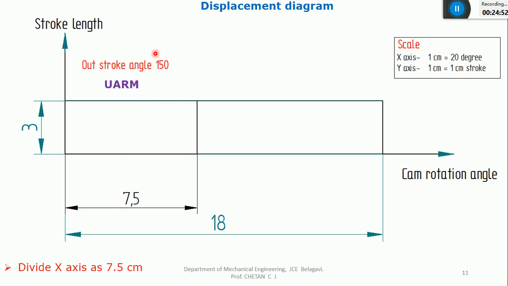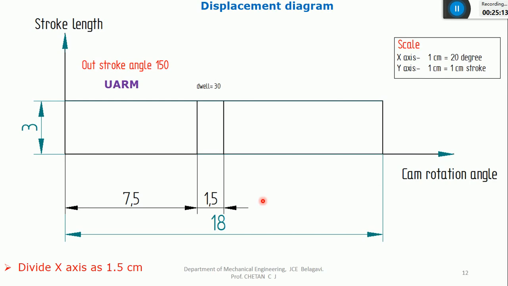So 150 degree divided by 20. As per the scale, I have to indicate 7.5 centimeter. After that, for the next 30 degree, there is a dwell. Means 30 by 20, you'll get 1.5 centimeter.